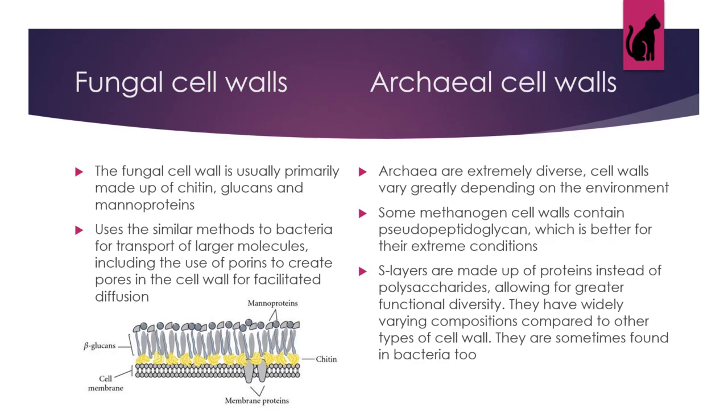And next we have archaea, which are extremely diverse, and this is shown in their cell walls, each adapted for the specific environment that it's in. Two examples of this are pseudopeptidoglycan cell walls found in methanogens, which are more stable in their extreme conditions than peptidoglycan cell walls would be, and S layers, which are made up of proteins instead of polysaccharides like our previous examples. And this allows for a great amount of variability depending on the proteins that are in the cell wall.